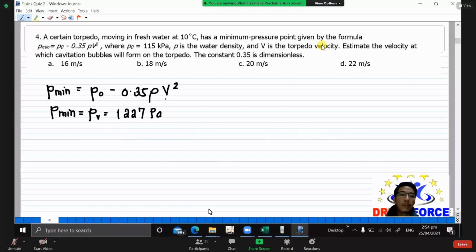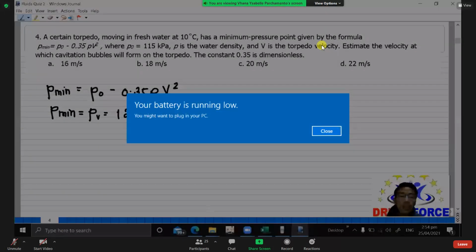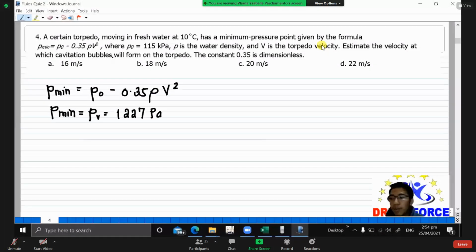Ayan. So meron tayong sa fluid mechanics problems. Okay, so pwede ko nang isalpak. Ito lang kasi yung unknown natin, correct? 1,227 Pascal. Okay, yan po yung assumption natin para magkaroon daw siya ng cavitation bubbles. Dapat yung P minimum is equal to your vapor pressure. Okay, ito siya. Okay, so pwede na ba? Yes. P minimum is 1,227 Pascal.